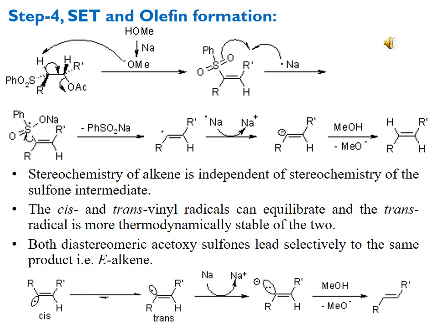Here you can see again the cis free radical and then the trans radical, but as they can equilibrate with each other, and the trans product is more thermodynamically stable, so it is formed in major proportion, and we get the product according to its configuration, and it is mostly E-alkene.